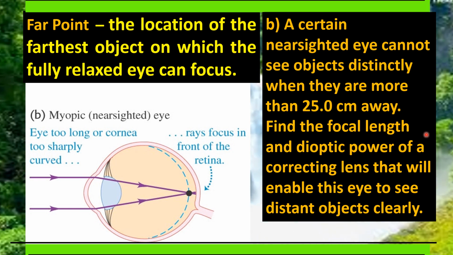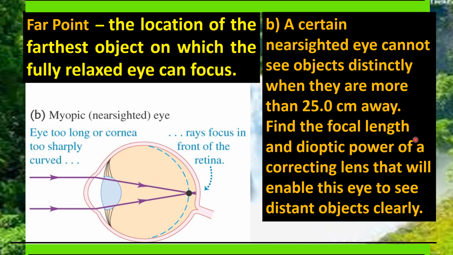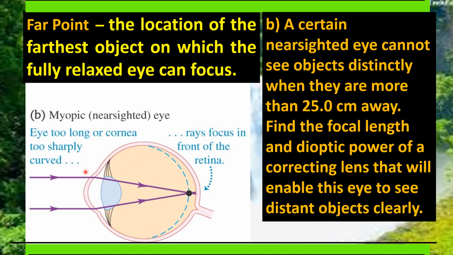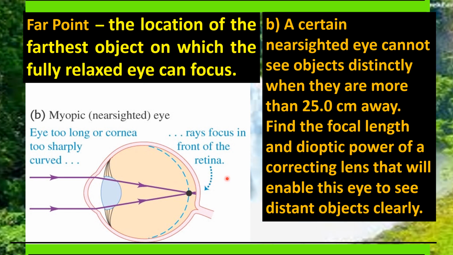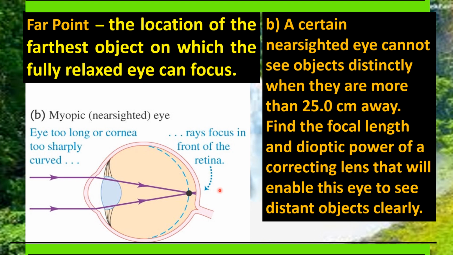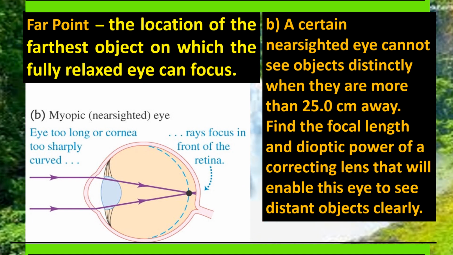Objects located beyond this far point will appear blurred to the naked nearsighted eye, right? This is because the eyeball is too long or the cornea is too sharply curved. Hence, the image of any distant object is focused in front of the retina. So the question is, what type of correcting lens should this myopic person wear? We will find it out in just a second.